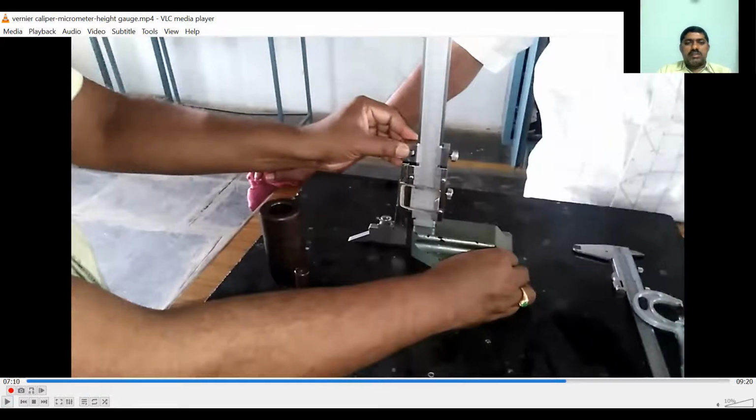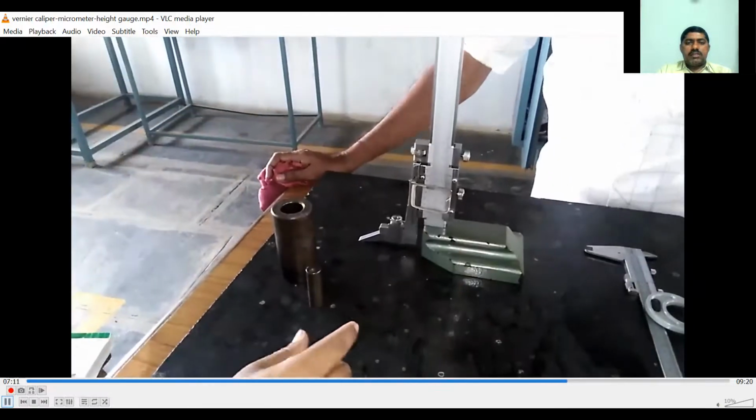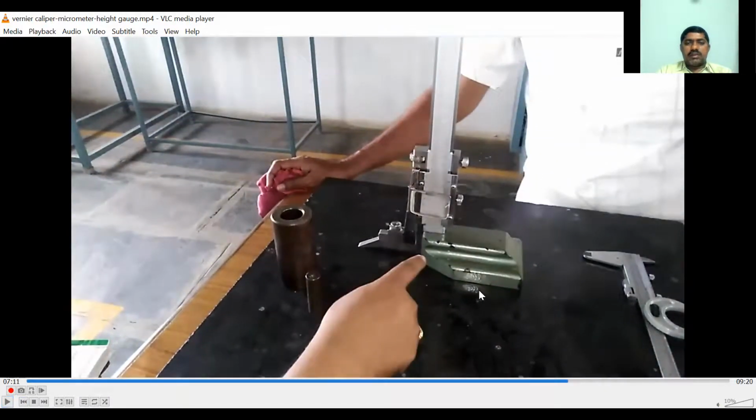Then next we take the readings using the vernier height gauge. Here we are going to measure the height of the given component using the vernier height gauge. For that, first we need to check the instrument for its zero. That means the main scale 0 and the vernier scale 0 should coincide.